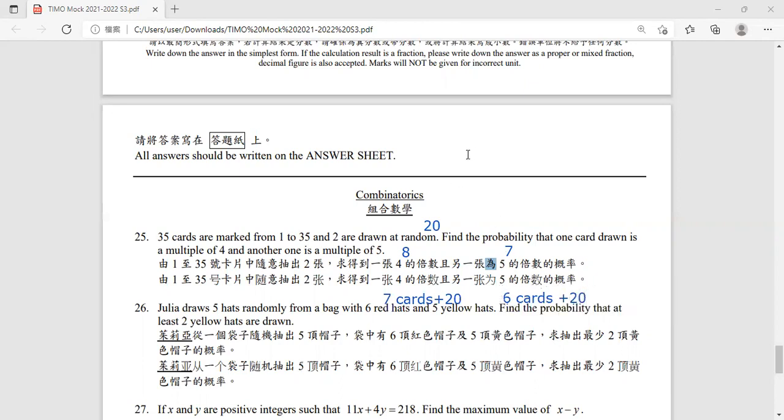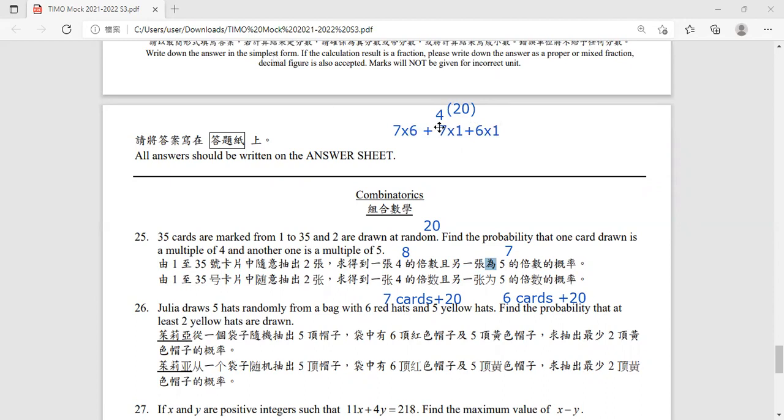And the first case is both are not 20, so there's a 7 times 6. Both are not 20, and the next case will be this one is not 20, but you've got a 20 here. This is a multiple of 4. And the next case will be multiple of 5, and this is 20. So this is 5 and 20.